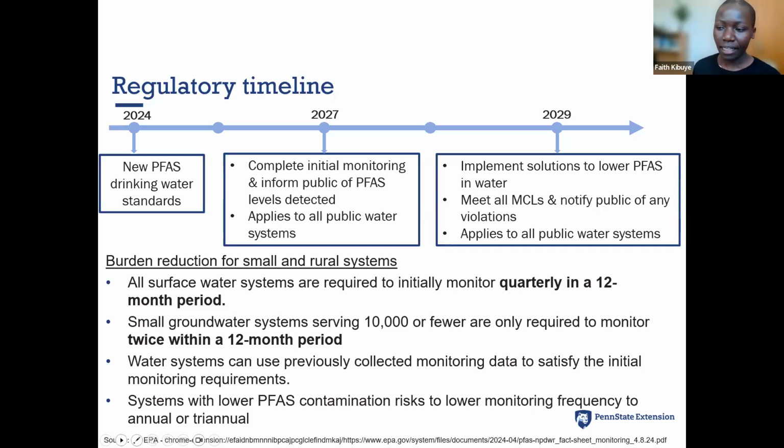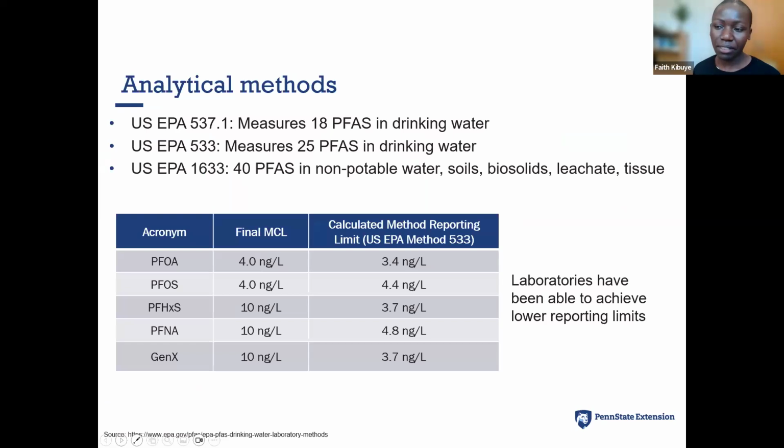drinking water. So when it comes to testing for PFAS, there are a variety of methods that have been implemented. The US EPA established method 537.1 that tests for 18 PFAS. We have the 533 that tests for 25 PFAS, but also the 1633 that also tests in non-potable biosolids and leachate.